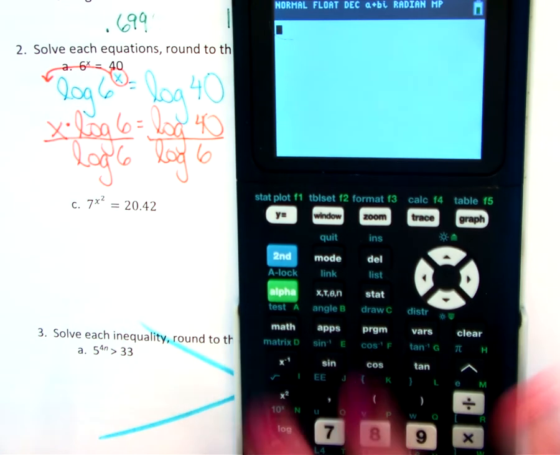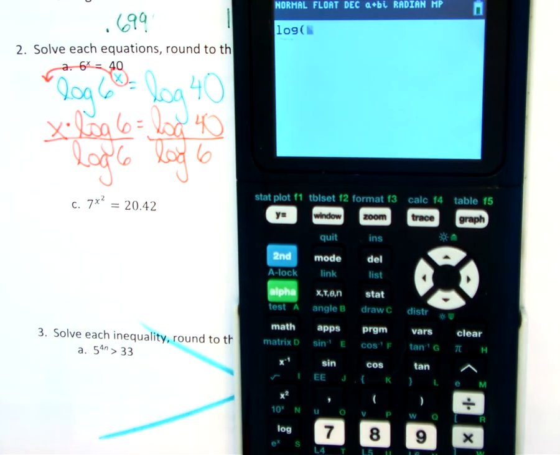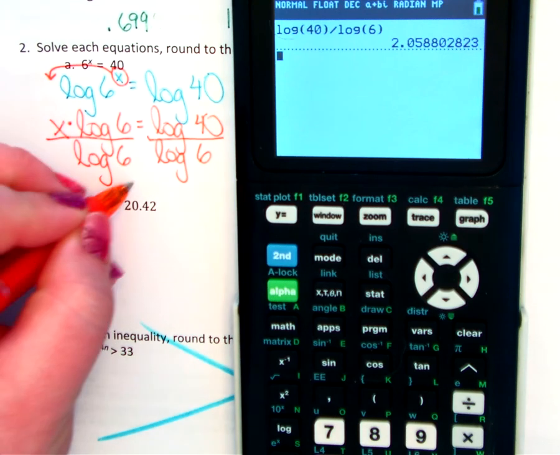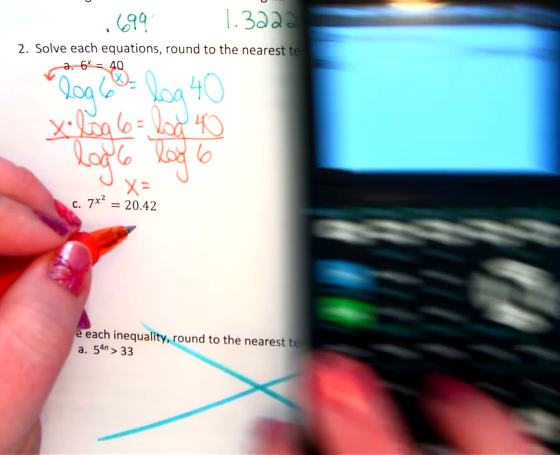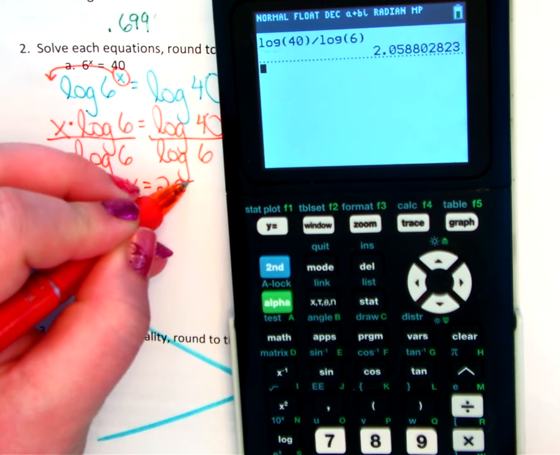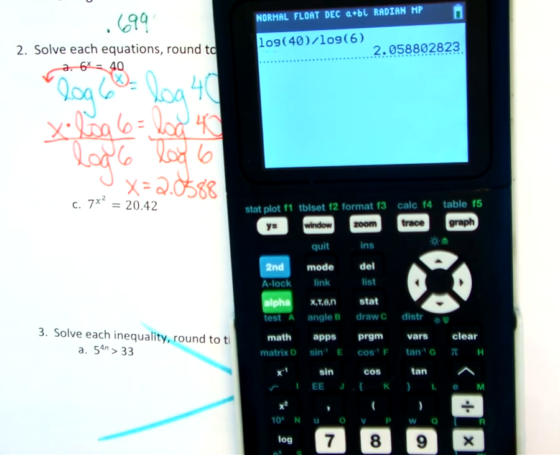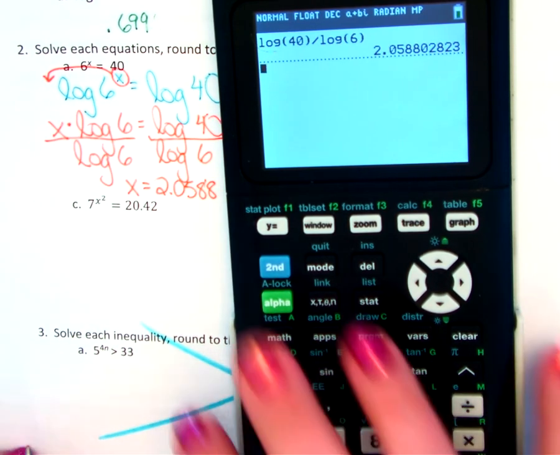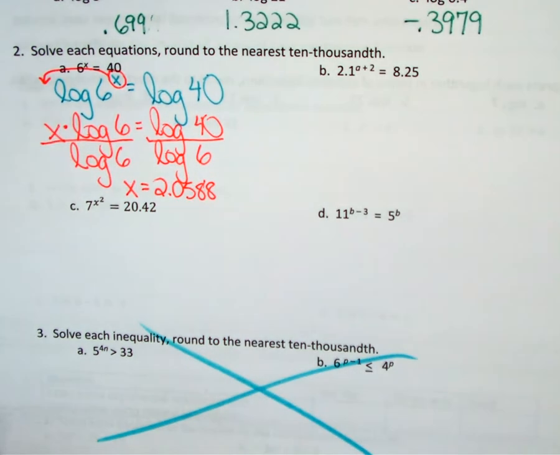So on my calculator, I'm going to type log of 40, close my parentheses, divided by log of 6, close my parentheses. So x is equal to, and it wants us to round it to the nearest 10,000th, 2.0588. Let's take a look at the next one.